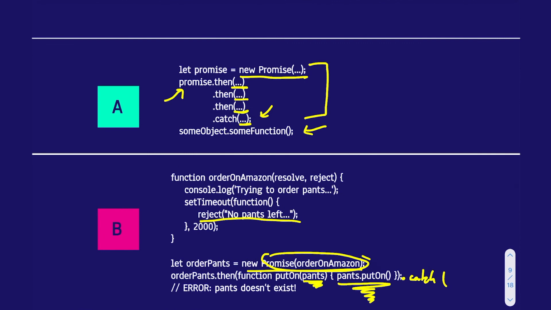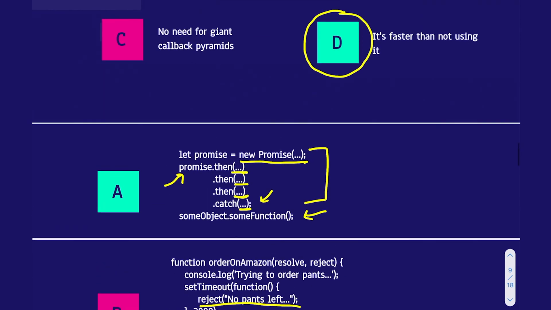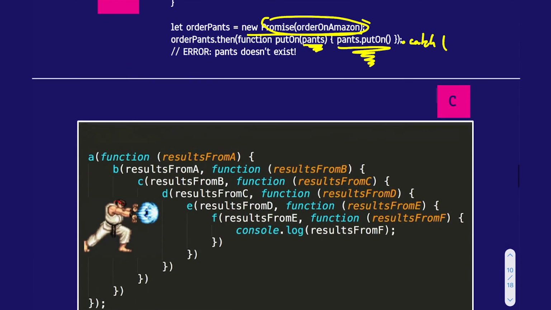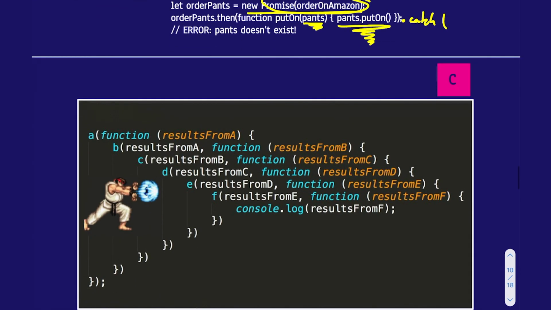And then C is no need for giant callback pyramids. Yes, this is also true. So here's a common little joke. This is the guy from Mortal Kombat, I believe. So with the .then, you kind of have a really nice structure where even syntactically it looks nice. It's clear: this is step 1, step 2, step 3, and this is our error.